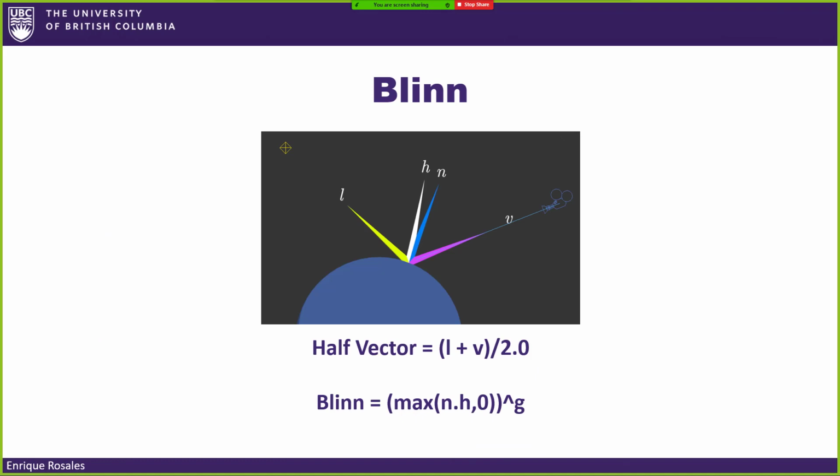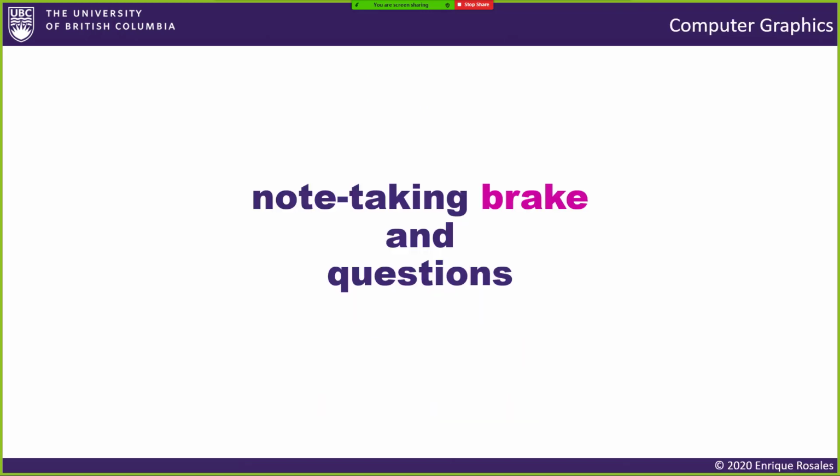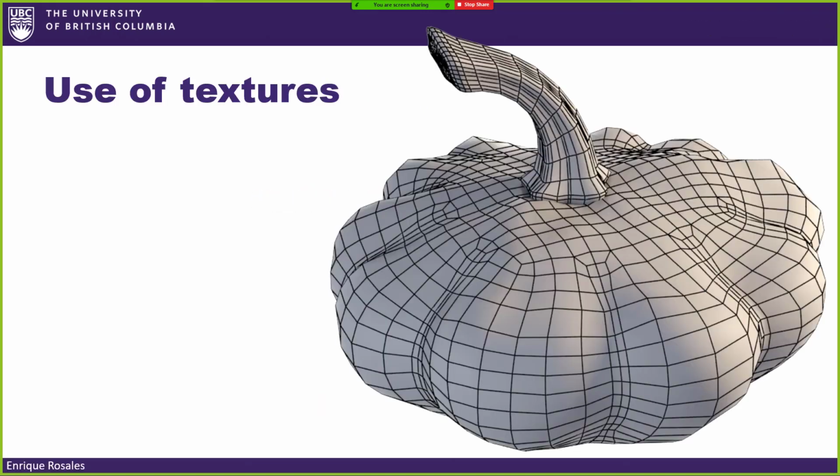And we discussed Blinn. Blinn is very similar to Phong. It's just a bit less expensive because we are just getting rid of one dot product, right? Okay, so now let's talk about the use of textures.